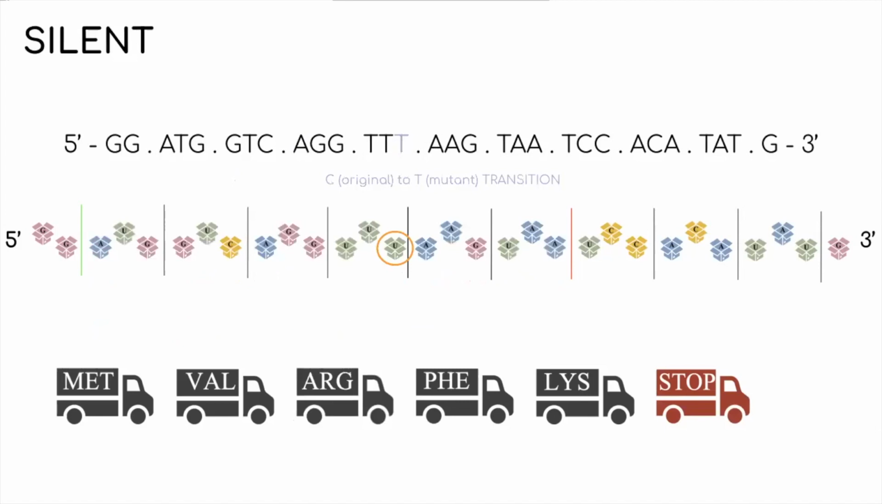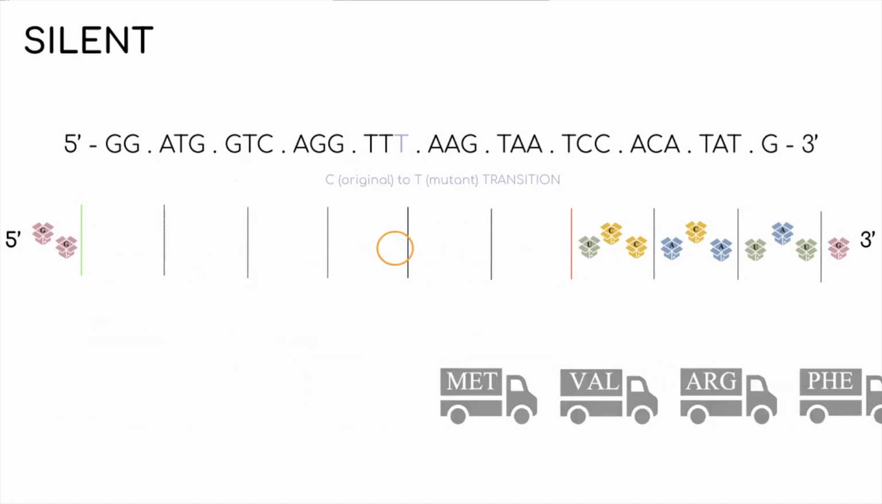Finally, a silent error will code for the exact same order of trucks, but the packages will be slightly different. You will notice on your chart that some package trios code for the same truck. In a silent mutation, one of the packages in the trio is changed, but the truck will stay the same.